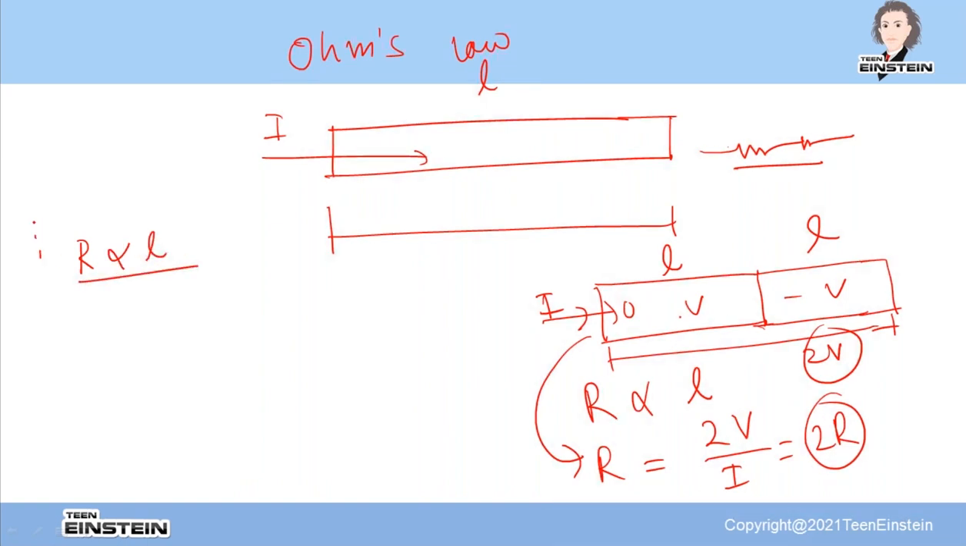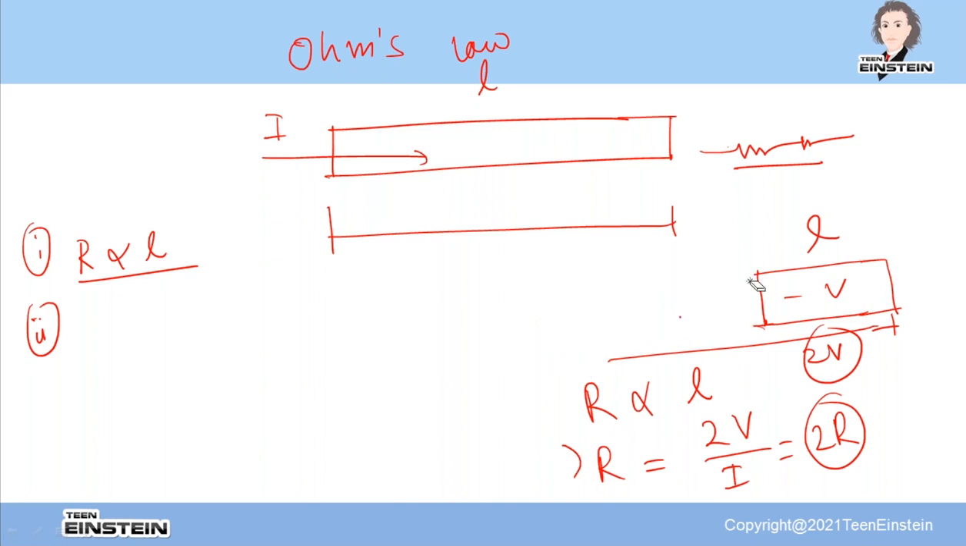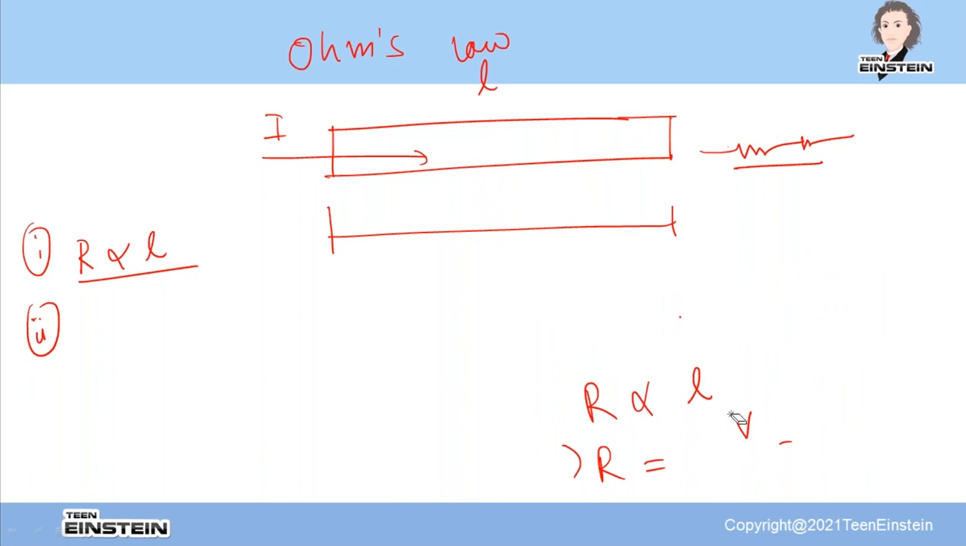We have got another dependence also. Resistance depends on the material and its dimensions, its length, etc. We have already seen that resistance is proportional to L. Now we'll try to understand how resistance is proportional to 1 by area.